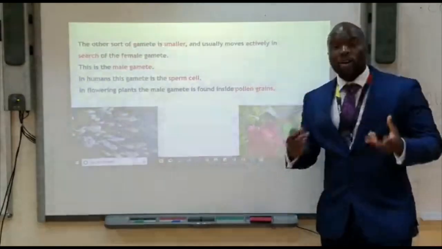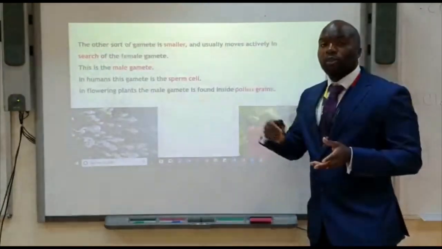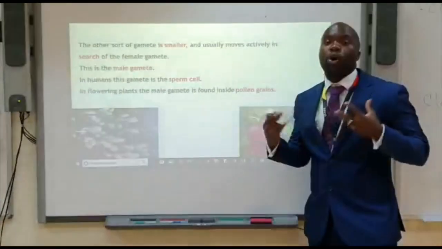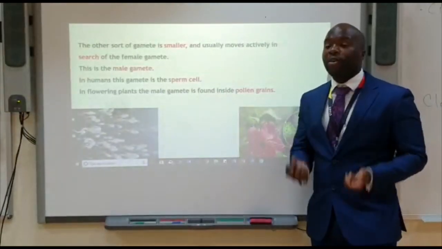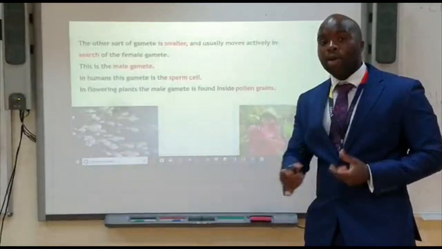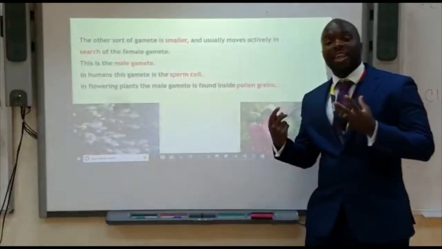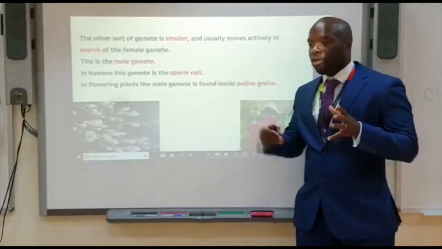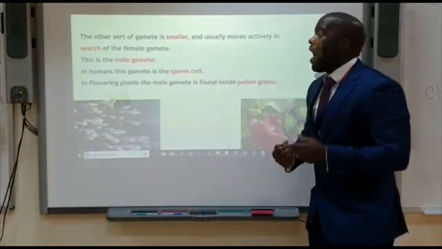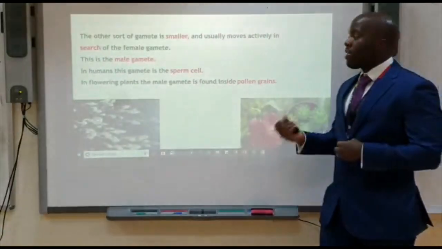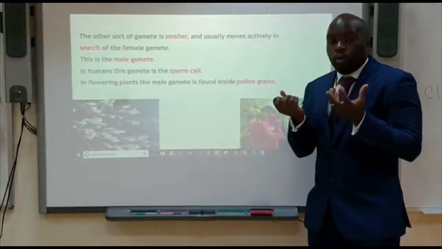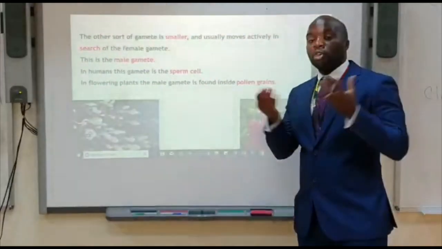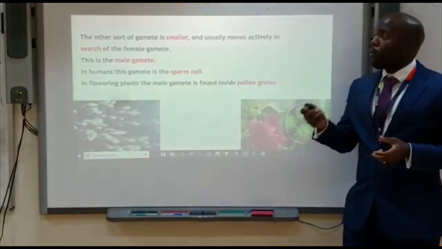Now, the other type of gamete is often smaller and usually moves around quite actively. And this gamete is actually in search of the female gamete. And this is the male gamete. So in humans, this gamete is known as the sperm cell, which goes in search of the egg cell. Okay? And in flowering plants, this male gamete is found inside the pollen grains. Okay? So this is what we find inside the pollen grains, which goes to fuse inside the ovule.